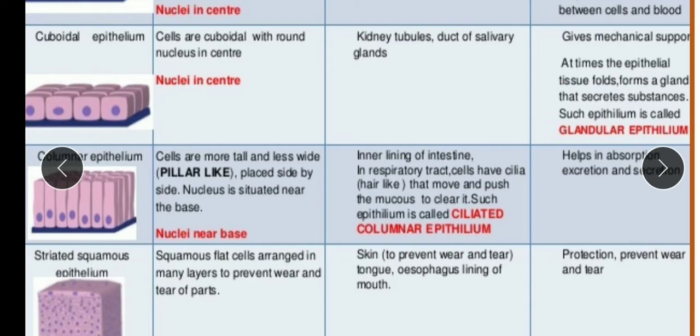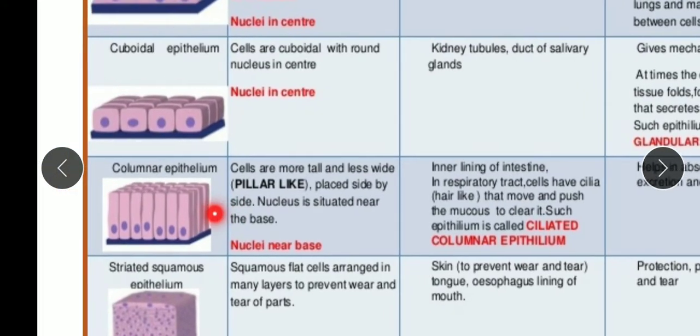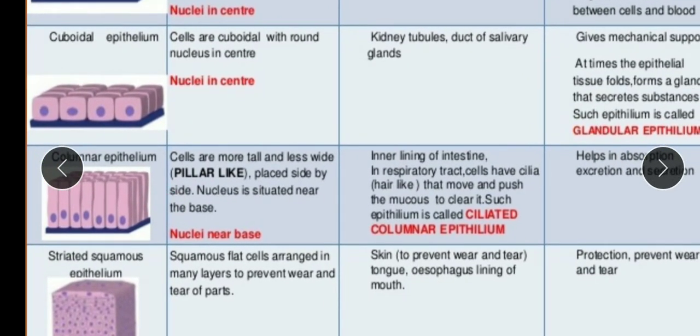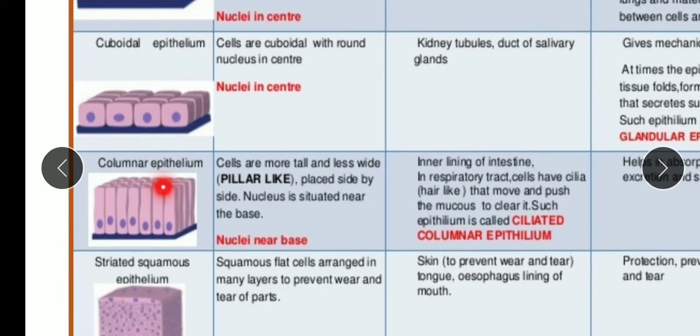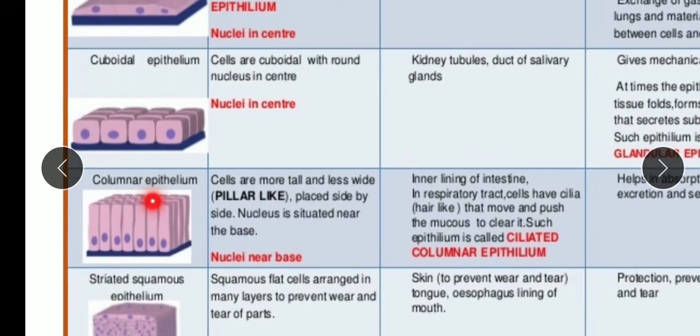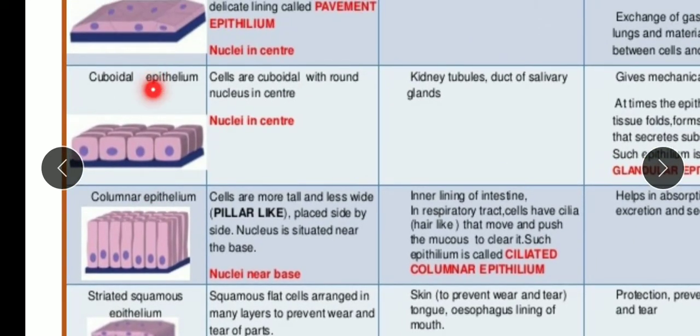Cells may have cilia also. So when these cells have cilia, in that case they are known as the ciliated columnar epithelium. Cuboidal epithelium may also have cilia, and columnar epithelium may also have cilia. So in that case they are of two types. If the columnar epithelium cell has cilia, then it is known as the columnar ciliated epithelium, and if the cuboidal epithelium has cilia, then it is known as the cuboidal ciliated epithelium.